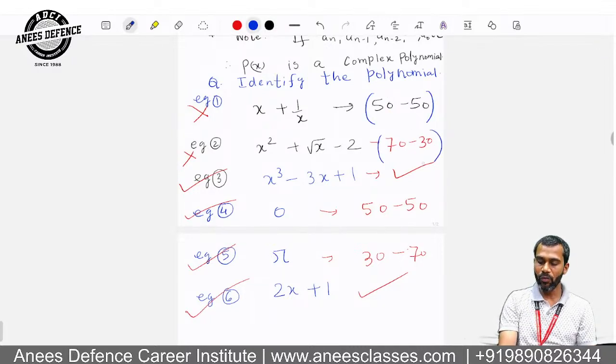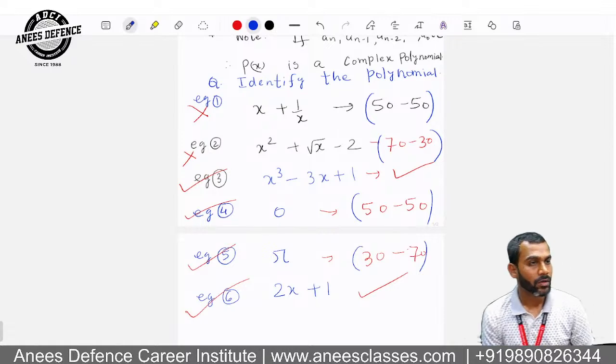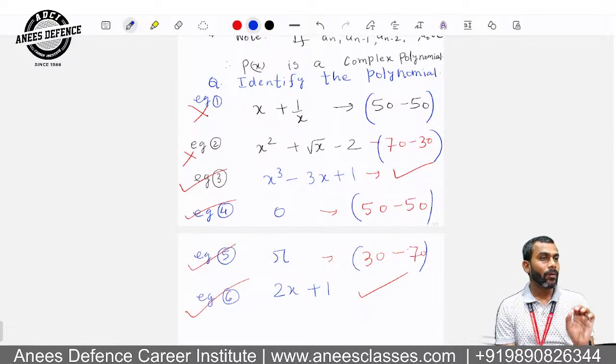Now ask these questions to those who have left. Understood? So what we need to check? The power of x in every term should be a whole number. That's it. Shall we move ahead? Okay.